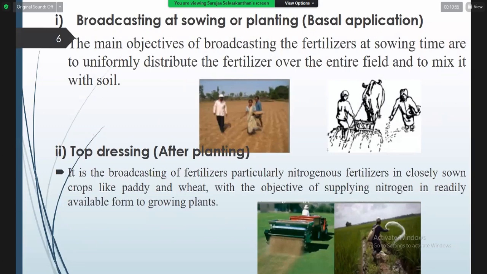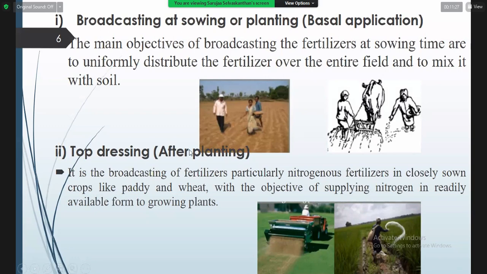Planting time or sowing time. When the field is ready for the plantation, before the plantation, we apply the fertilizer. Then we mix it with the soil very well. After that, plantation is possible. This one is broadcasting at the sowing or planting time.